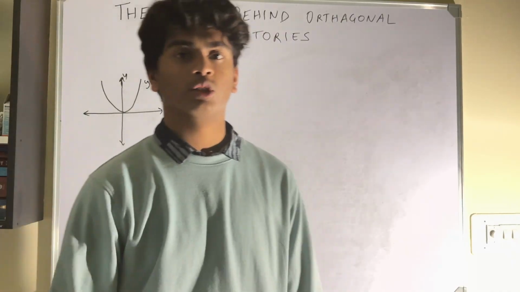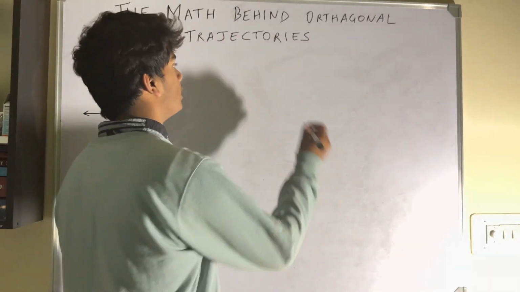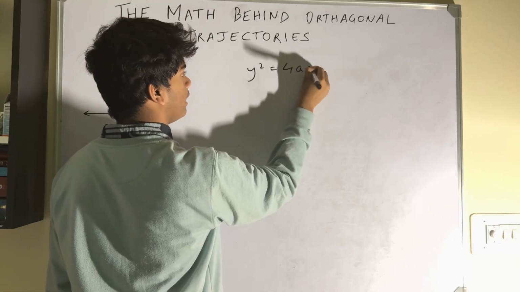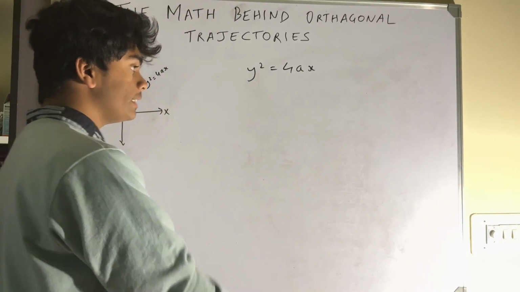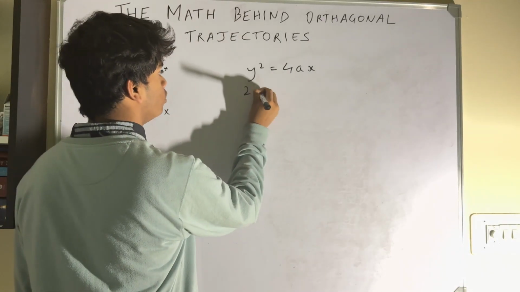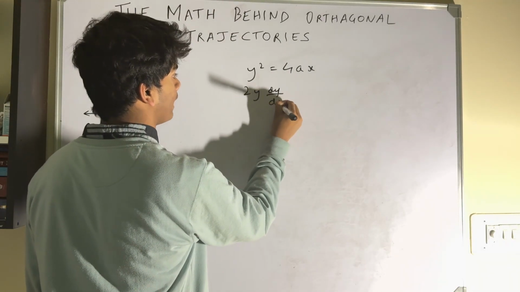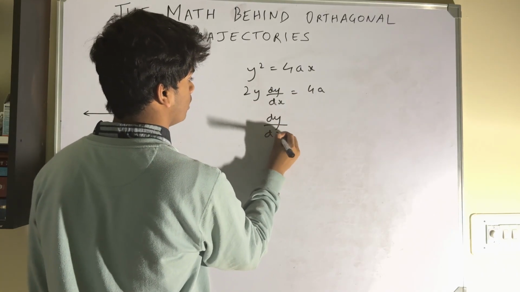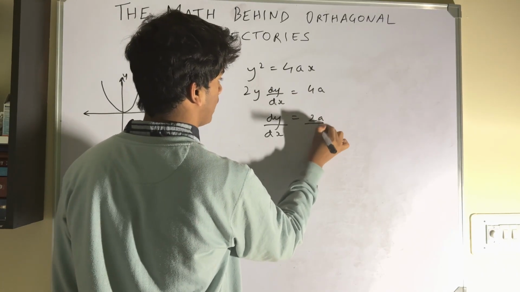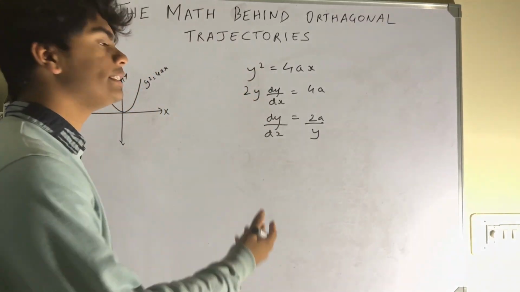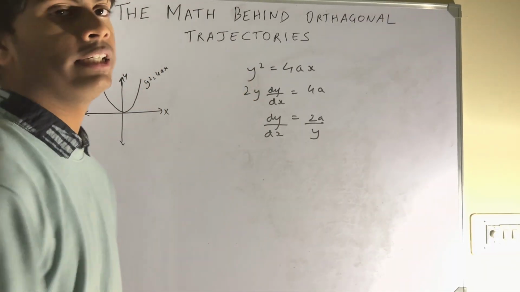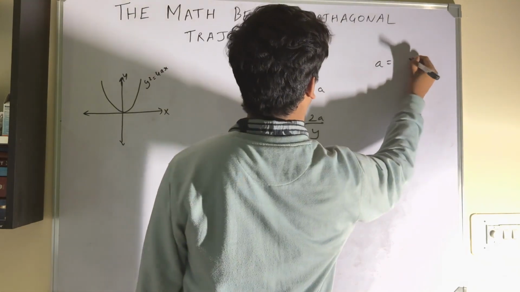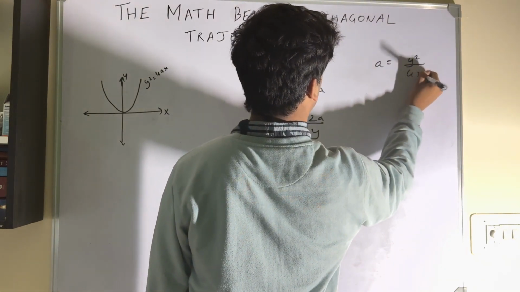Let's do one more example of orthogonal trajectory. This is a parabola with an equation y squared equal to 4ax. Differentiating this in terms of x gives us 2y dy by dx equal to 4a. dy by dx equal to 2a by y. As you can see, a is a constant and we need to replace it in terms of x and y. So you get that a equal to y squared by 4x.